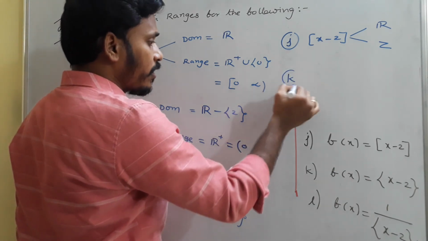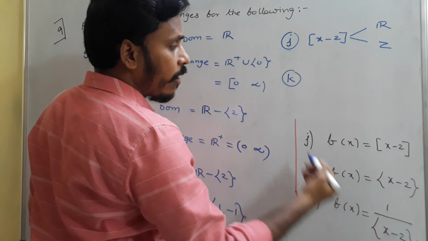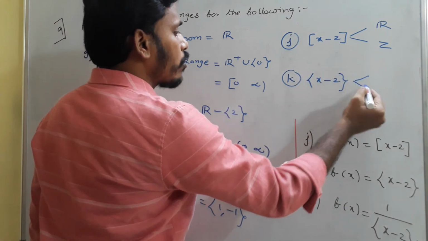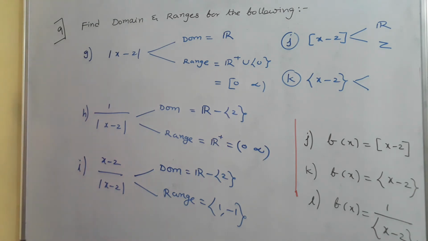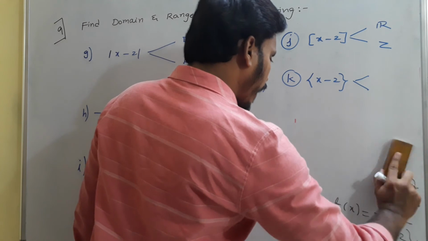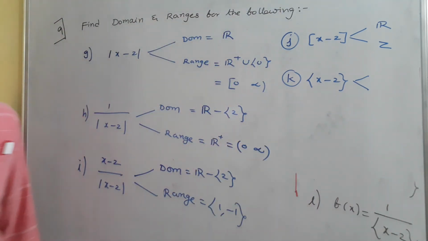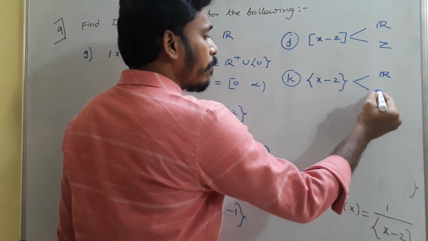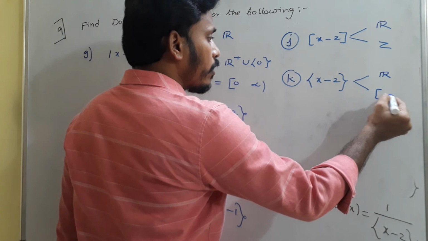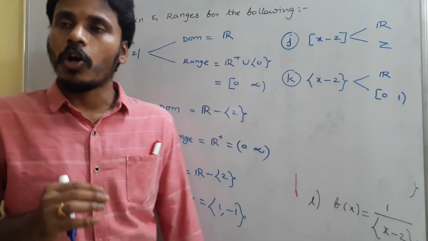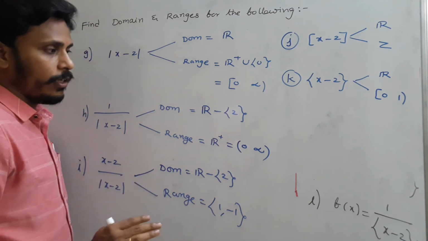Okay, and the next thing is k. K is simply the fractional part of x minus 2. Again the same logic, fractional part. We have a chance to find the decimal part or fractional part for any real number, no problem. But if you think about the range, the fractional value is always in between 0 and 1. Here again the domain is real numbers, whereas the range is 0 to 1. For any real value the fractional part always lies in between 0 and 1 only.